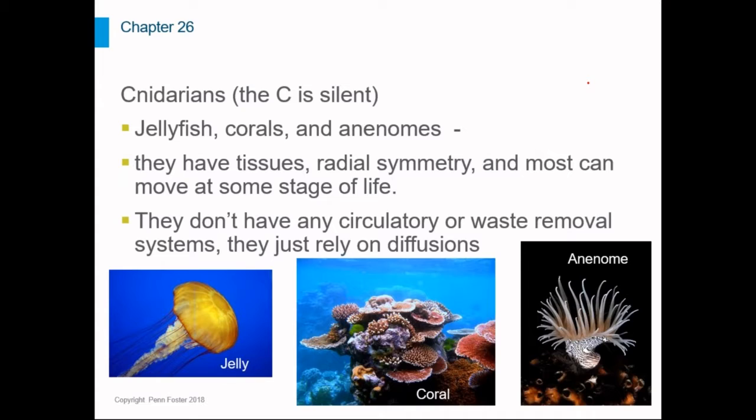Slightly more complex are the cnidarians. The C in that word is silent. These are the jellyfish, the coral, and the anemones. So they have tissues, they have radial symmetry, and they can move at one stage of their life. So even coral, anemones, things that we're used to seeing stuck to the ocean floor, they do have a stage of life where they can move around. Now, they don't have any circulatory or waste removal systems. They just rely on things to diffuse throughout their body.